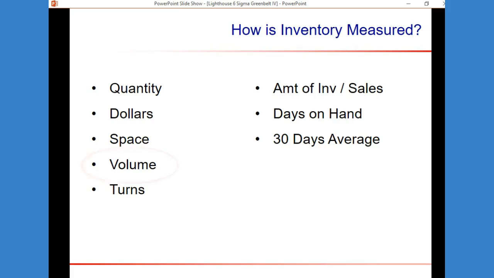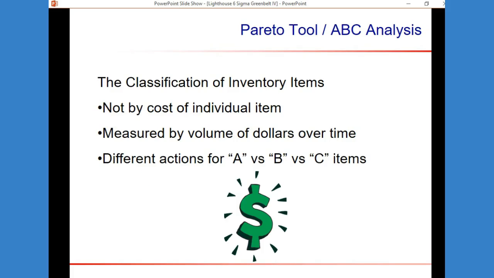But there's a bunch of different ways to measure inventory. But again, the most effective way, using the 80-20 rule to manage your inventory and get the most bang for your buck, is by looking at volume. So volume is really a way to classify inventory. And so you're not looking at cost of the individual item. I don't care if something's 2 cents or $1,000 per part.